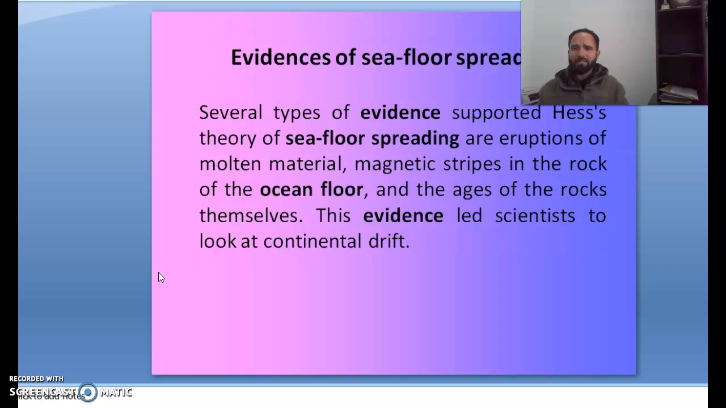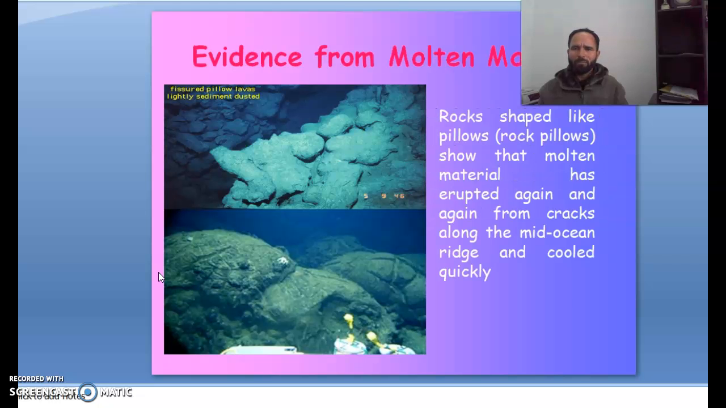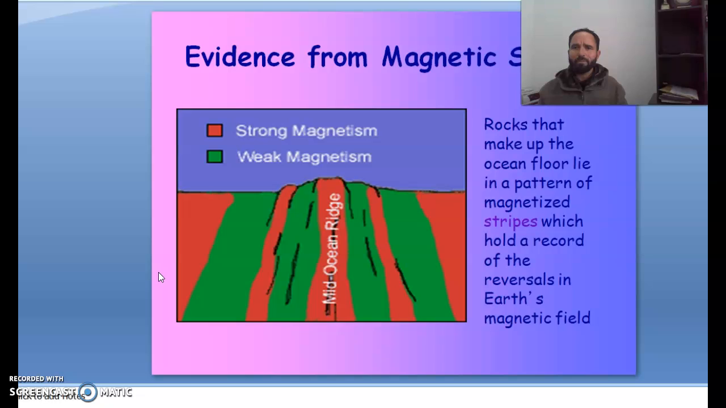Now, what are the evidences which suggest that the seafloor is actually spreading? Several types of evidence support the theory of seafloor spreading: the eruption of molten material, magnetic stripes in the rocks of the ocean floor, and the age of the rocks themselves. The first evidence is from the molten material. Rock-shaped pillars show that the molten material has erupted again and again from the cracks along the mid-oceanic ridge and cooled quickly.